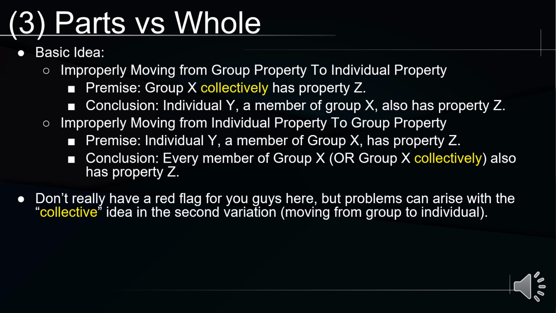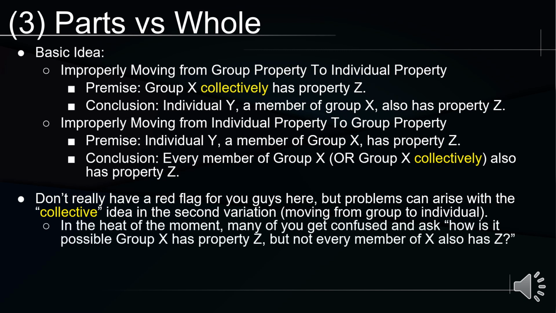I don't really have a red flag for you guys here, but I do see with students that a lot of problems can arise with the collective idea in the second variation. Specifically, when you move from group properties to individual properties, that collective idea that I've highlighted tends to be what gets you guys. In the heat of the moment, a lot of you get confused and ask, how is it possible that group X has property Z? Isn't that the same thing as saying that every member of X also has Z?